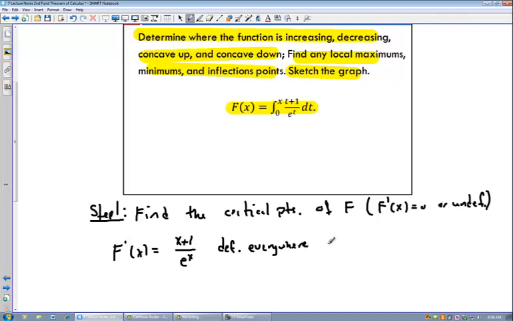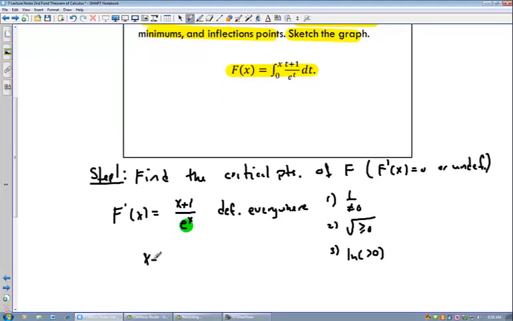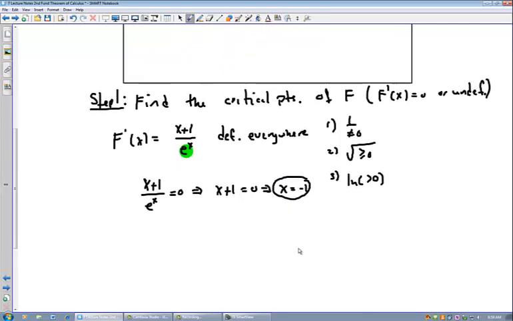Because remember, the only times you're going to have issues is if, 1, you have 0 in the denominator, so you don't want that to be 0. Or 2, if you're taking an even root, you need to make sure that's bigger than or equal to 0, or we deal with complex numbers. And 3, the ln function can only take in things that are positive. So we don't have ln's, we don't have roots, but we do have a denominator here. Our denominator is e to the x, but e to the x is never 0, so it's defined everywhere. Then we set it equal to 0: x plus 1 divided by e to the x equals 0. If you multiply both sides by e to the x, it goes away, and this implies that x plus 1 is equal to 0, which implies, subtracting 1 from both sides, x is equal to negative 1. All right, so we have one critical point at negative 1.